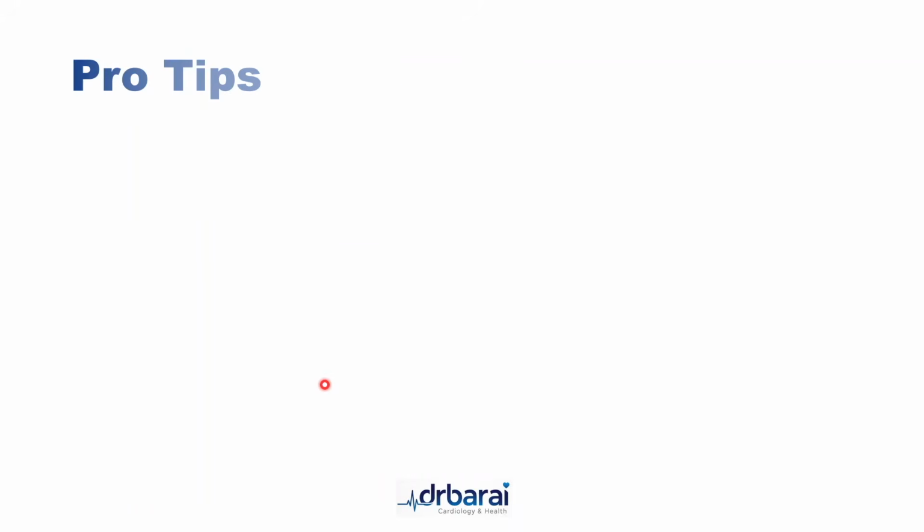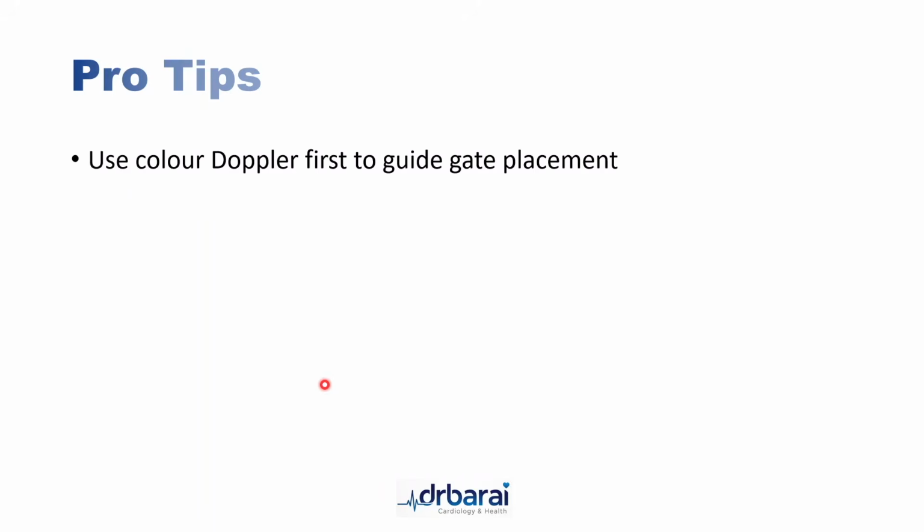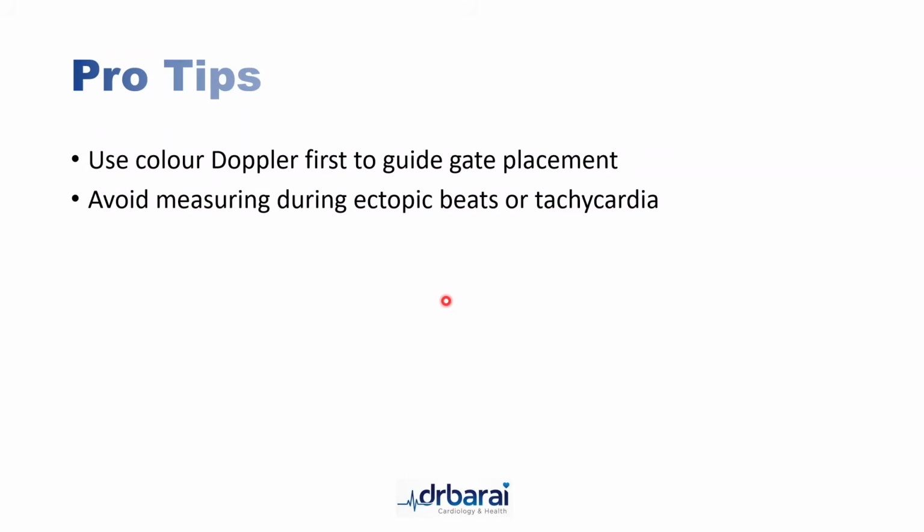So let's share some tips with you. First of all, the colored Doppler can be used at first to identify exactly where the left ventricular outflow tract is in the apical 5-chamber view. Avoid measuring during the ectopic beats and tachycardia.